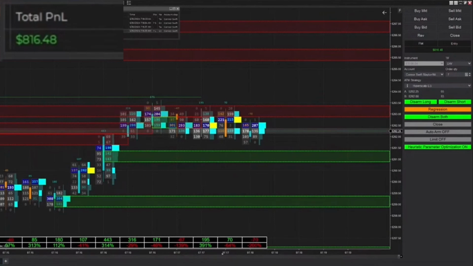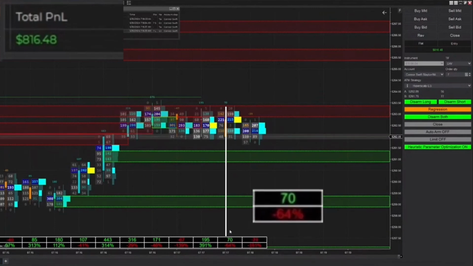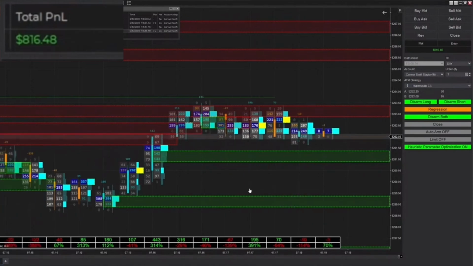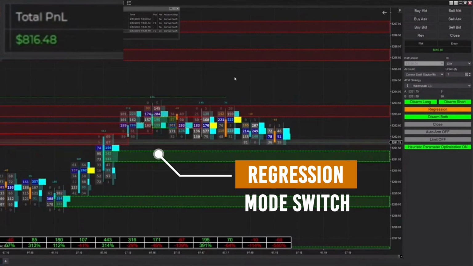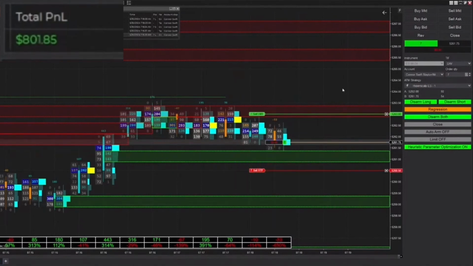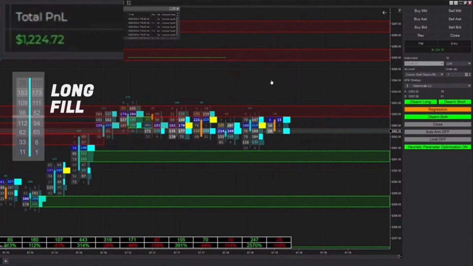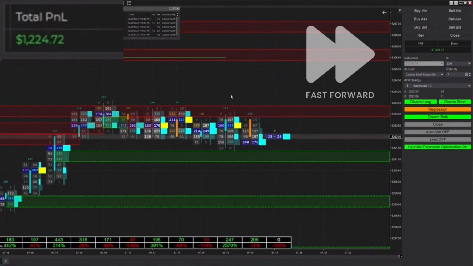See here that at 7:17 we had a divergence. There's green delta, 70 delta, and a negative price movement. You can see here that we've had also a lot of chop, so that's going to be our regression mode switch condition. Just got filled again, this time into a long trade. Awesome, we're up to $1,200 on the day now.